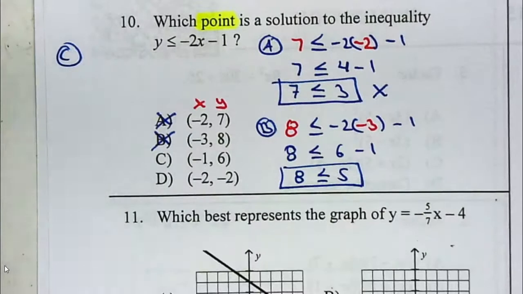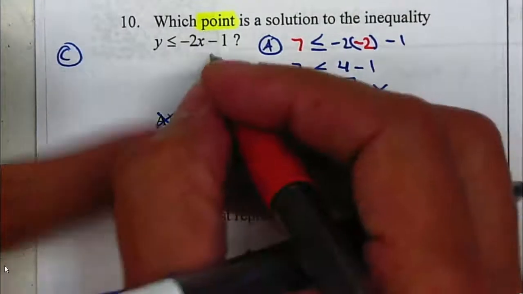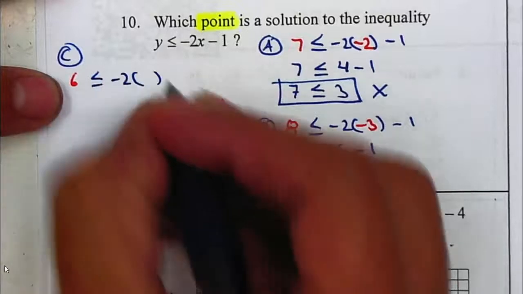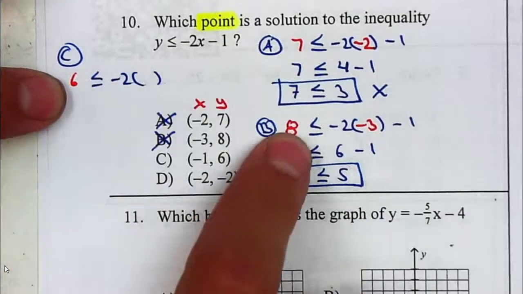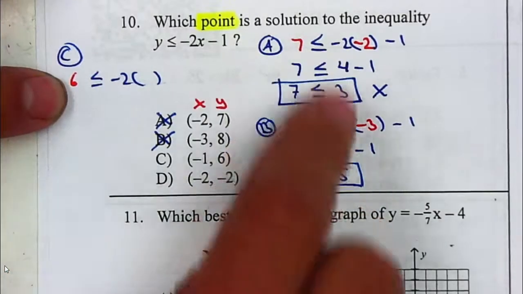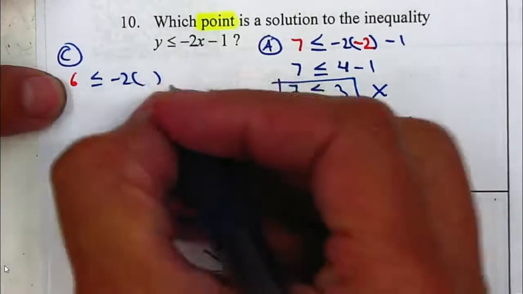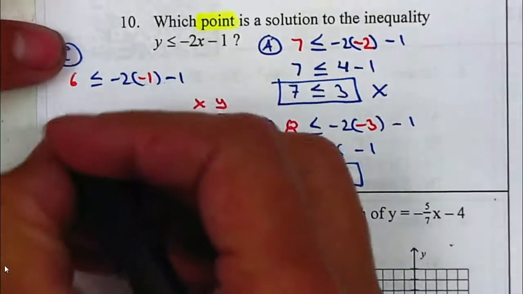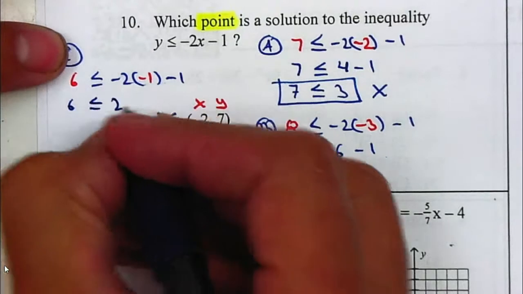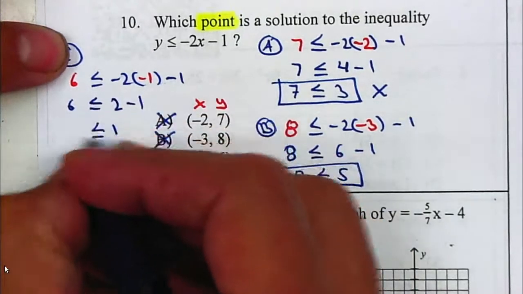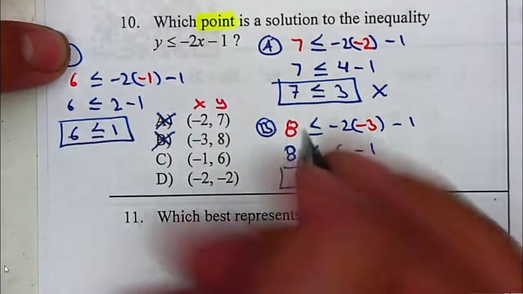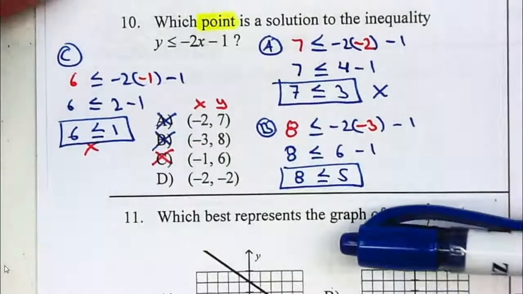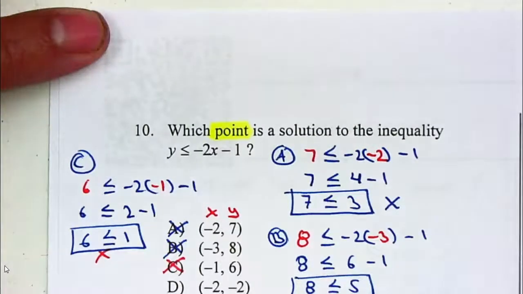So let's try letter C. The x will be -1, the y will be a 6. Remember, it's a good idea to organize your work, just in case you make a mistake, you can always go back and double check. And the x will be a -1. 6 is less than or equal to 2 minus 1, which is 1. And is that true? No, that's false.